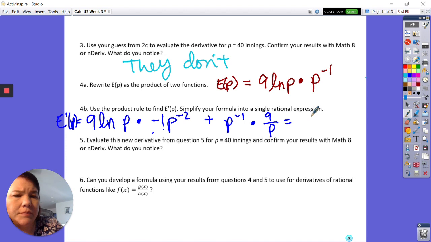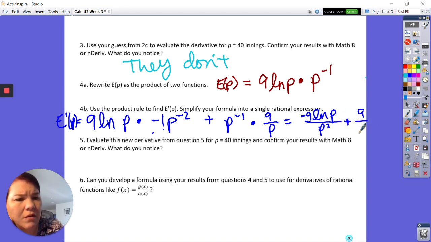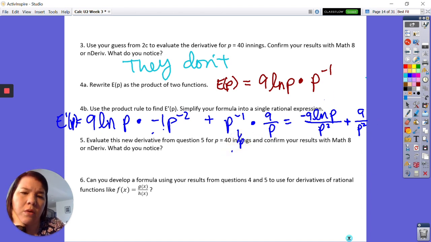So then I have 9 ln P over negative, I'm going to make it negative up here. This negative 1 will go in front. And then P to the negative 2 is 1 over P squared, and then plus 9 over P squared. Negative 1 will go down the bottom. And I'm timesing, so 1 times 9 is 9. I'm pretty close there.